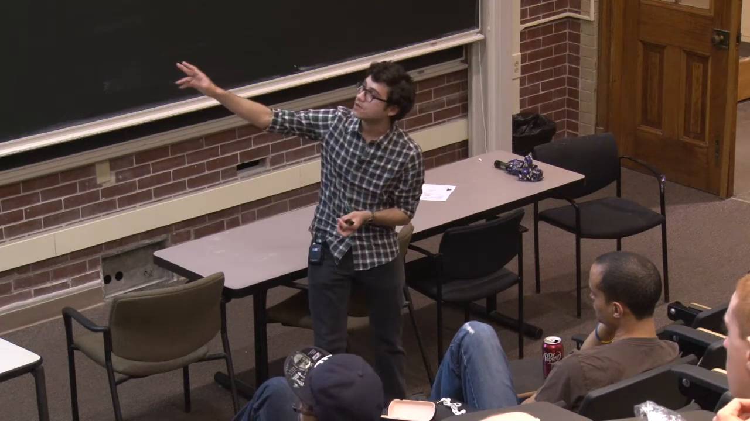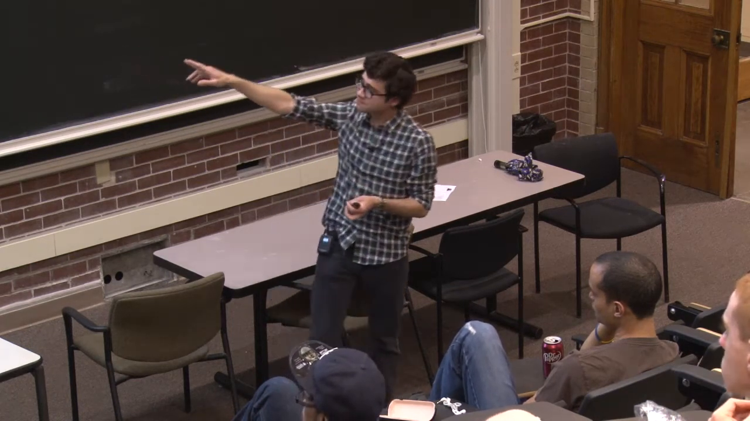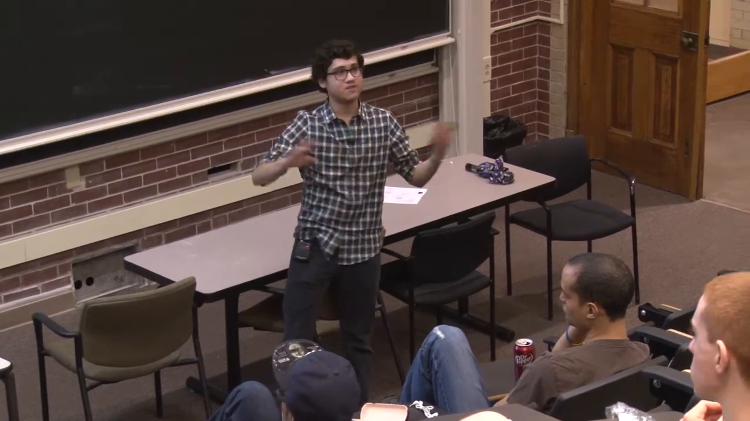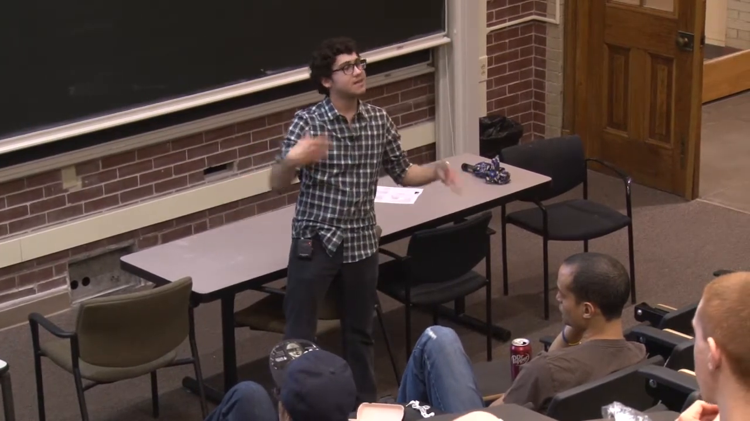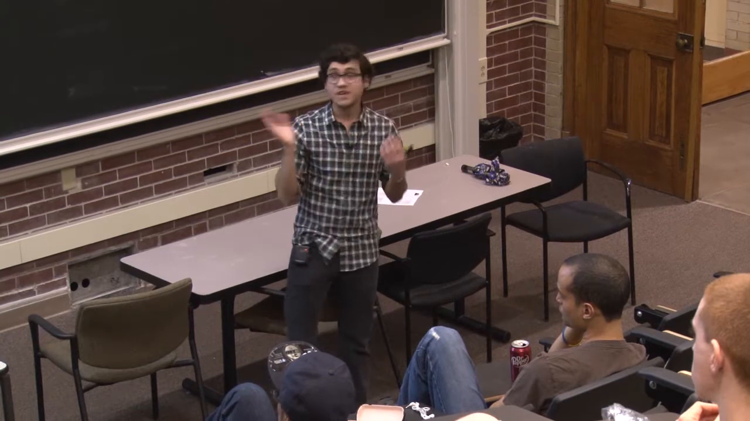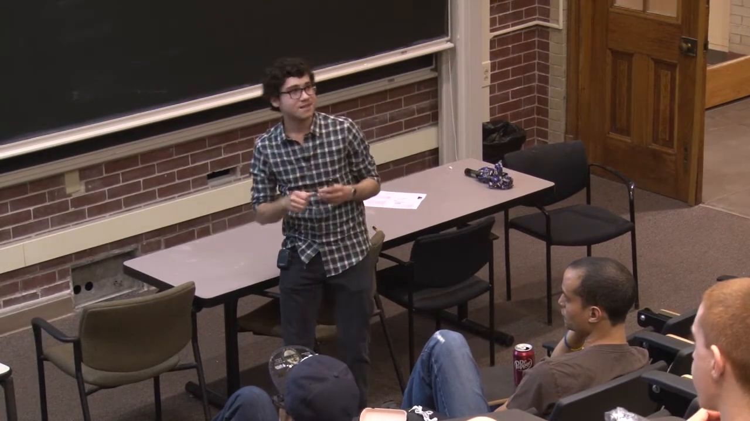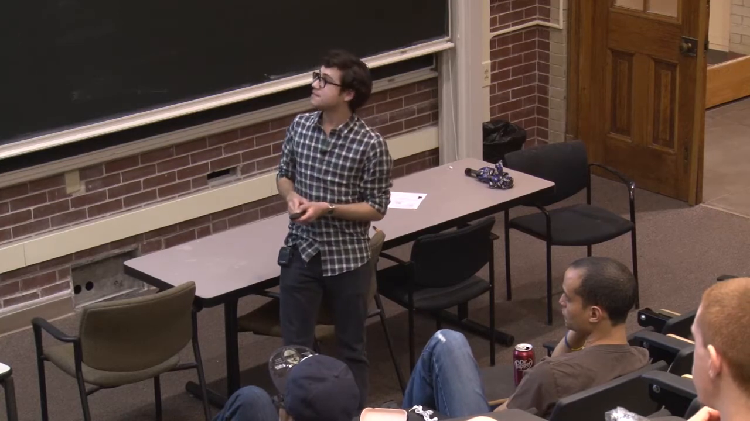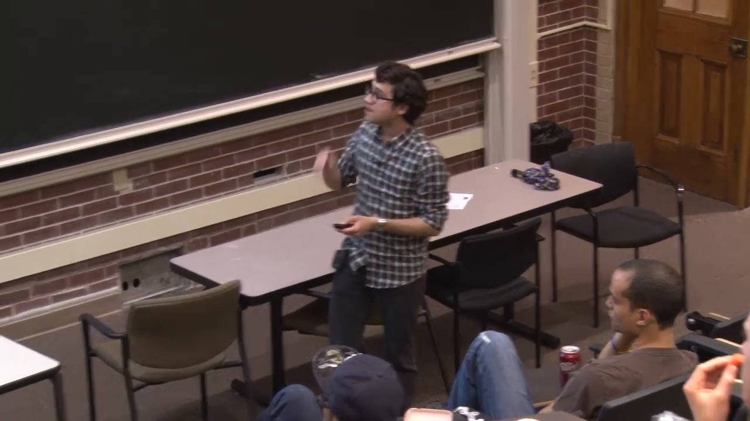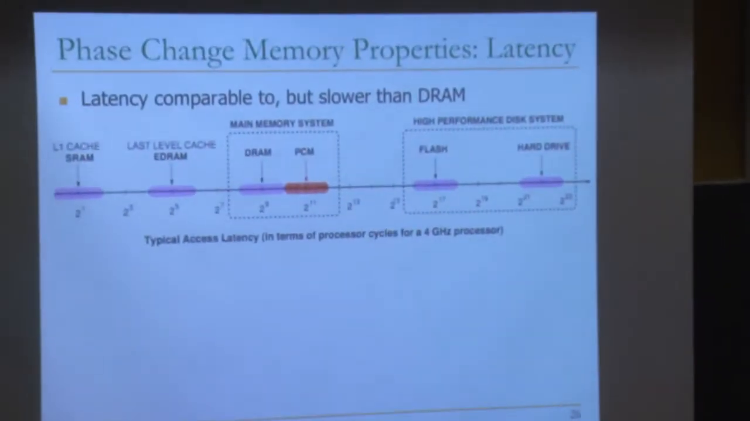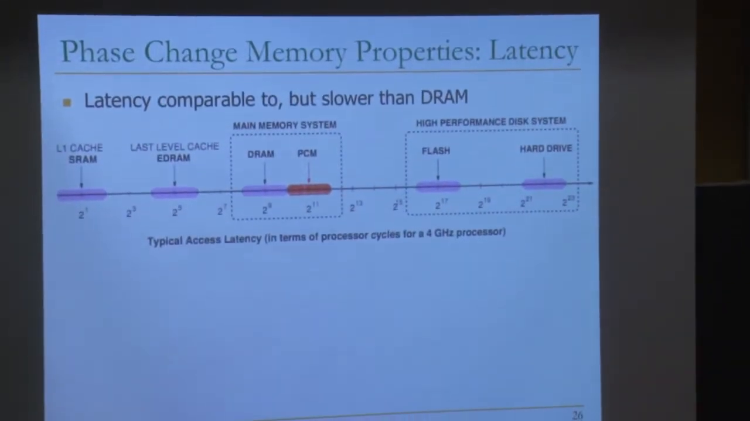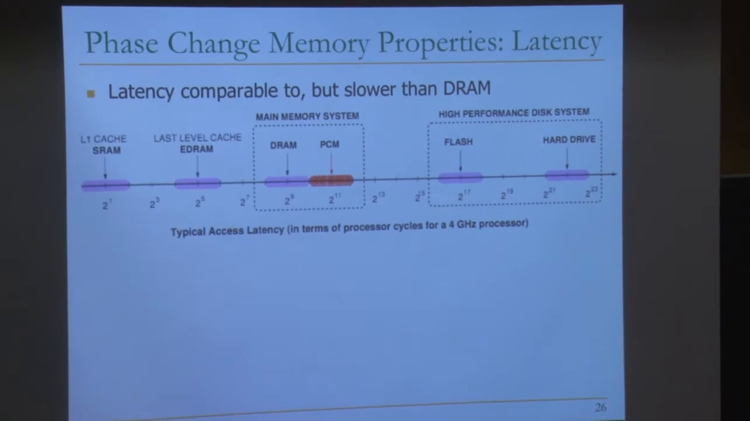This is what one work that Professor Mutlu was on did a few years ago. They surveyed a bunch of different prototypes, and they came up with some parameters for phase change memory, in this example at 90 nanometers, that they thought were reasonable. And they did some studies based on those that we'll go over. Basically, what they found was that phase change memory is expected to have latency that's comparable to, but slower than, DRAM. What does that mean?